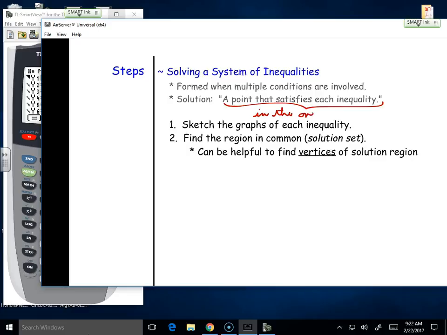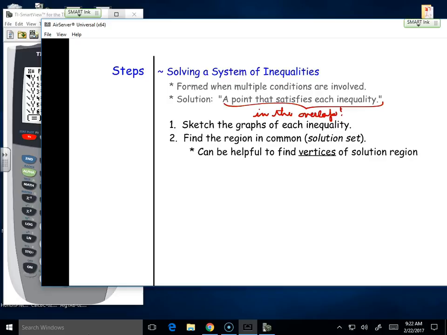Here's my way of always saying it. It's in the overlap. What do I mean by that? If you're gonna have multiple shadings, those multiple shadings have an overlapped region, and an overlapped region consists of points, and those points will be the solutions. Just because a point is in one of the shadings for one of the inequalities does not mean it's a solution of the entire system.